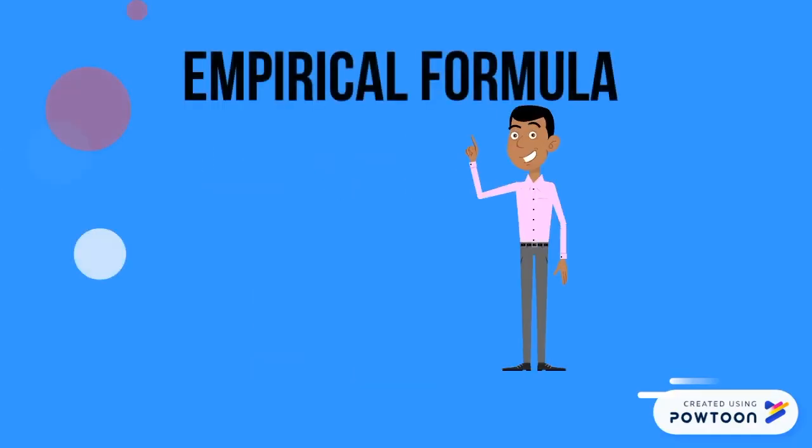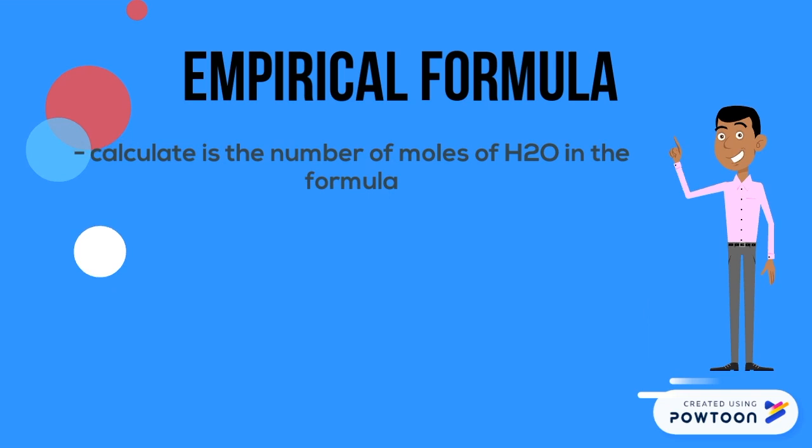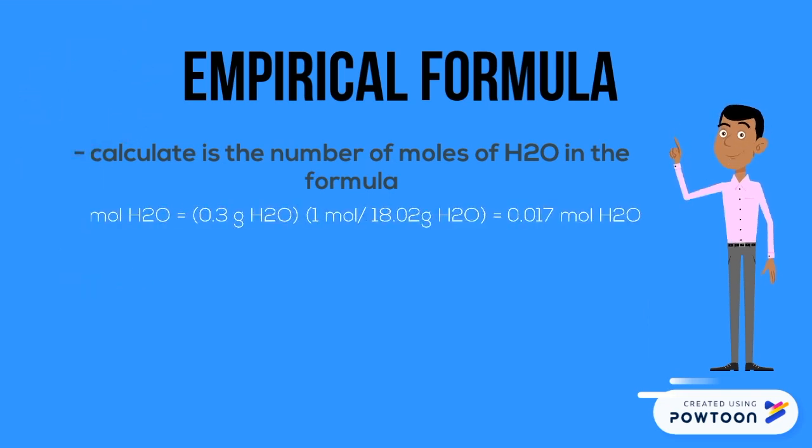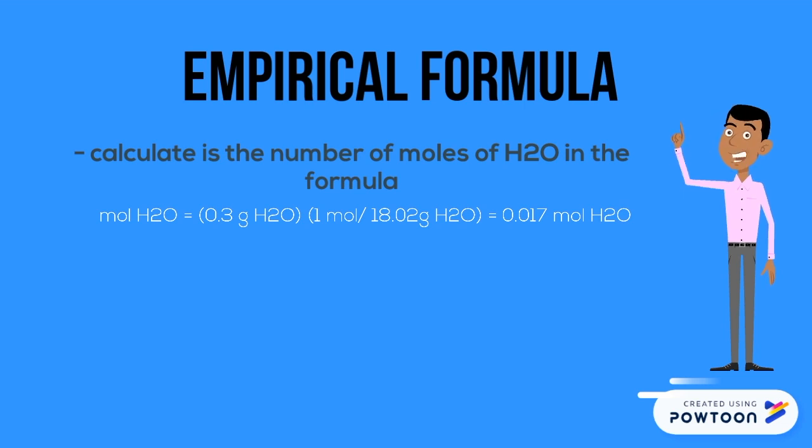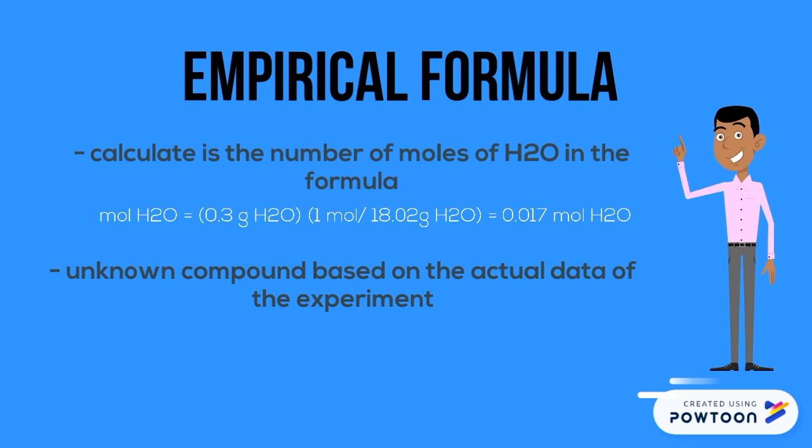Next is calculating the number of moles of H2O in the formula. To do this, convert grams of H2O from the experiment into moles, then use the mole ratio of H2O to copper in order to obtain the final formula of the unknown compound based on the actual data of the experiment, which is Cu2Cl9 plus 5.29 H2O.